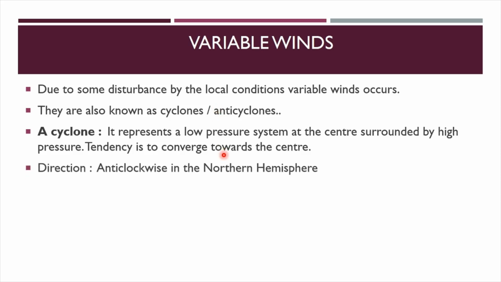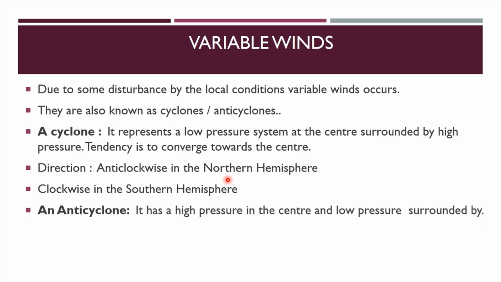Next is about the direction. Here also we have to compare northern hemisphere and southern hemisphere. In the northern hemisphere the direction is anti-clockwise, but in the southern hemisphere it is clockwise. Okay, so that is how the movement occurs. An anticyclone. An anticyclone has high pressure in the center. In a cyclone, it was low pressure in the center, but an anticyclone always has high pressure in the center and low pressure surrounding it.